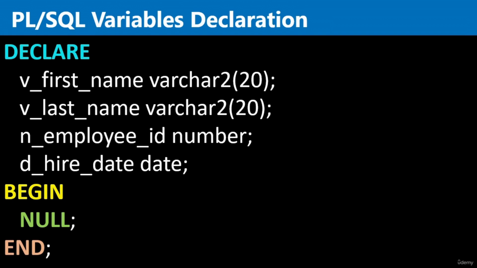To declare a variable, you use the variable name followed by the data type and then you terminate it with a semicolon. So in this example here, I've got the variable name, which is v_first_name, followed by the data type, which is VARCHAR2. When you declare a variable, you can also explicitly add a length constraint to the data type within the parentheses. So here I've added a constraint of 20, which means the length of the variable cannot be more than 20.